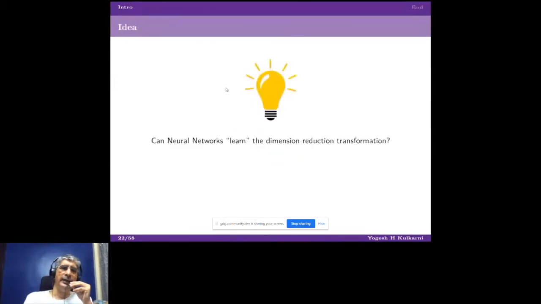So the idea came, can we use neural networks to learn this transformation? Isn't it the transformation from a 2D profile? Can I compute a 1D curve? It's actually a dimension reduction. 2D is thought of as an area, to curve, area to line. So this is a dimension reduction transformation. So can neural networks learn this transformation?